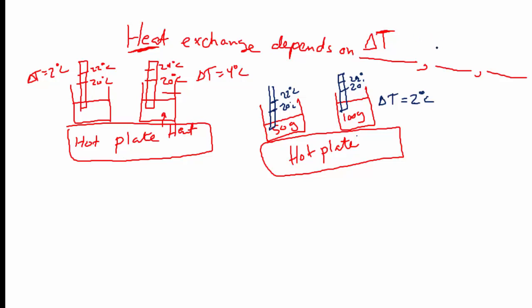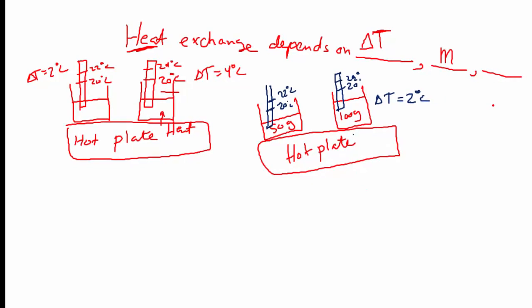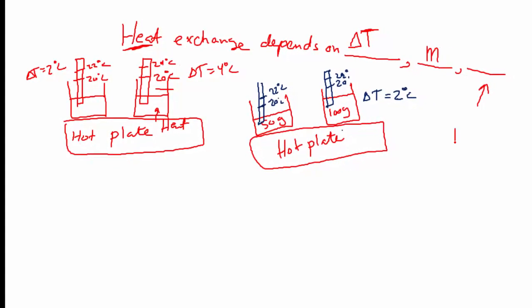So that's the other factor that will influence the heat exchange: the mass of the object. The bigger the mass, the bigger the heat exchange. So if you double the mass, you need to double the amount of heat given to that matter. So 100 grams will absorb twice the heat of 50 grams in order to cause the same change in the temperature. Now finally, and that's the important part that the heat depends on, is the type of matter you have.